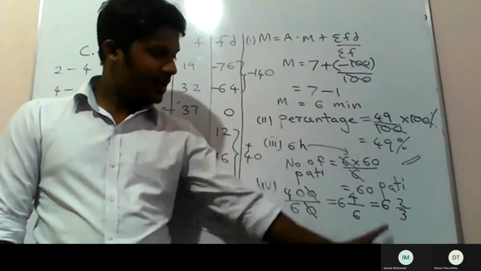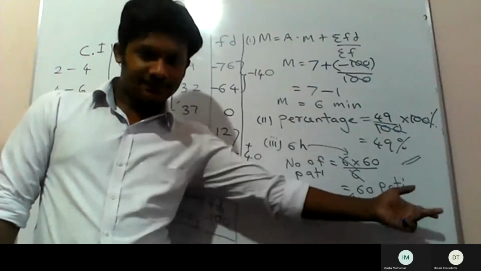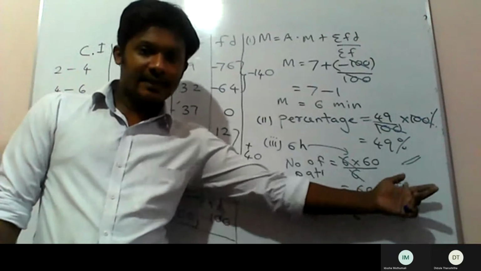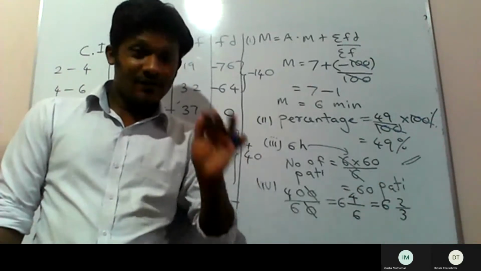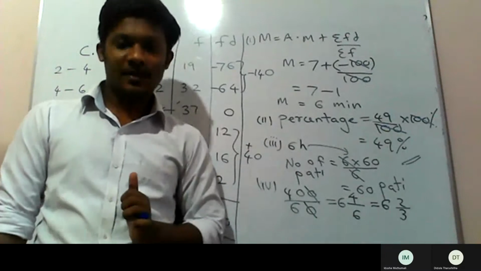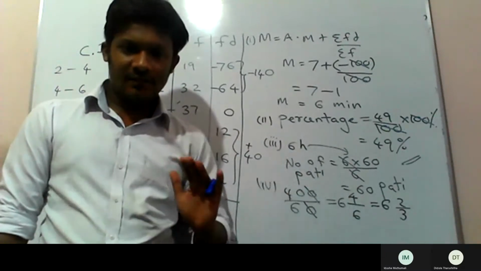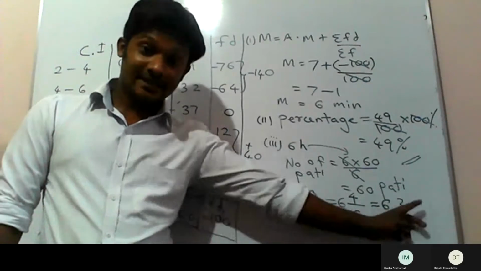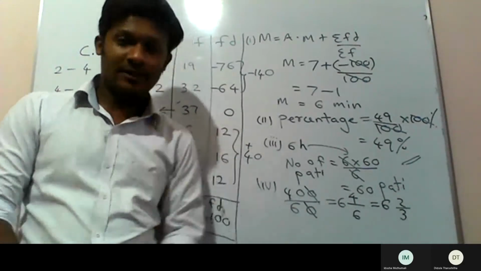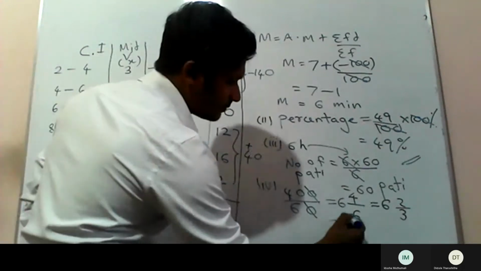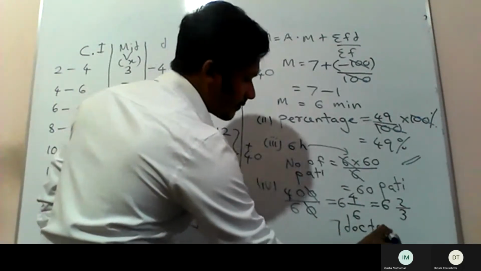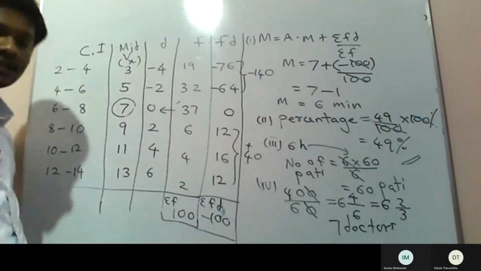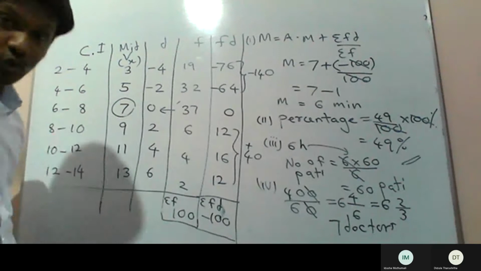Putha, we have to select more than 6, because this one is 6.66 like that. Therefore, we have to use 7 doctors to examine the patients. 6 doctors are not enough because we have a value more than 6. So 7 doctors is the answer. Okay, now these are the answers for question number 2.